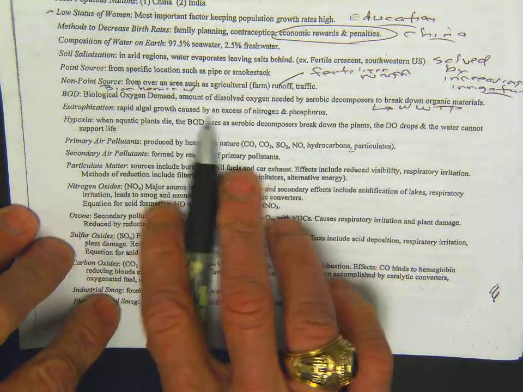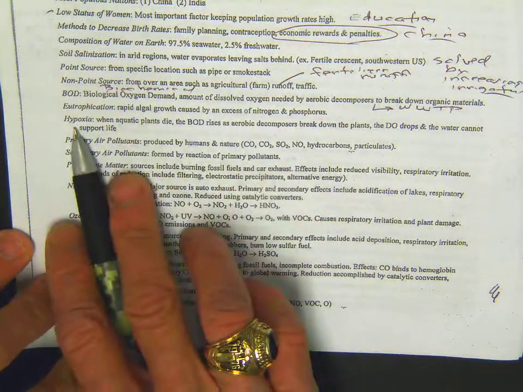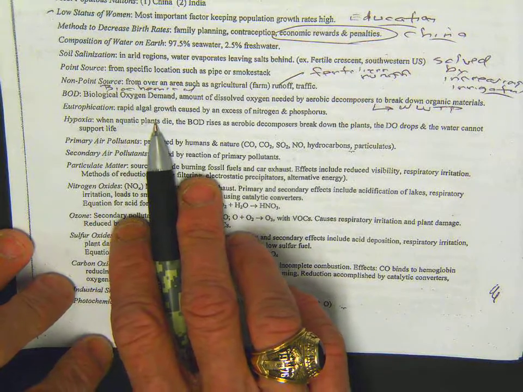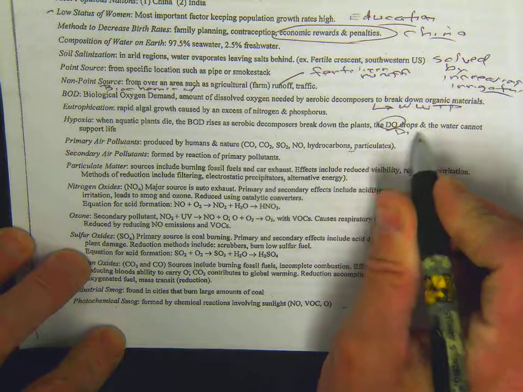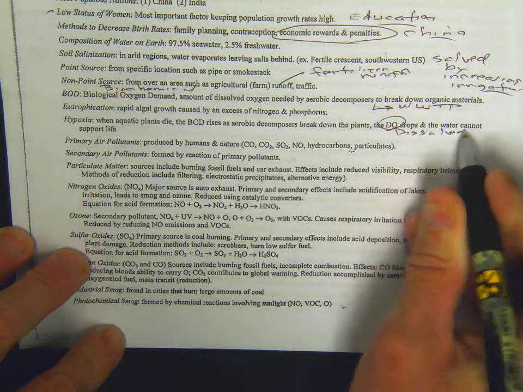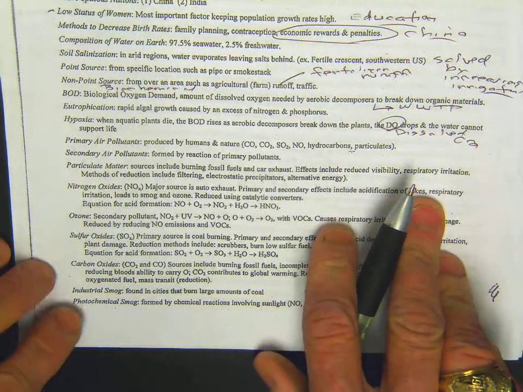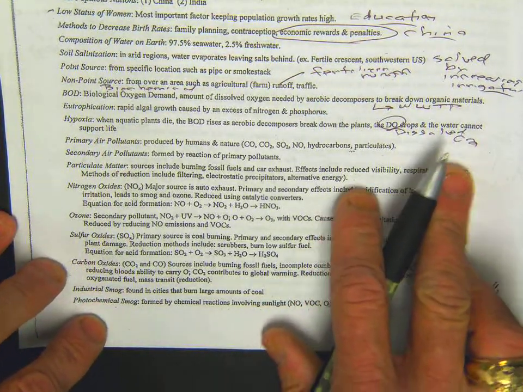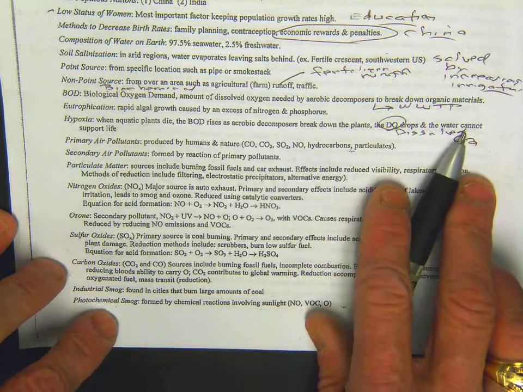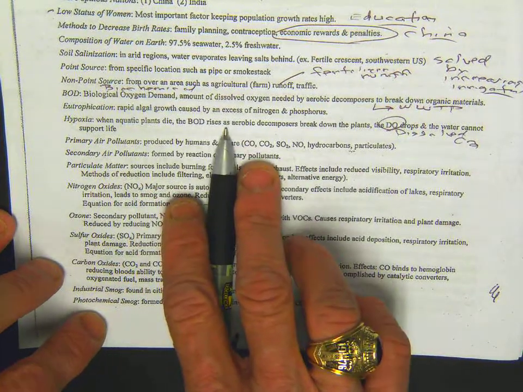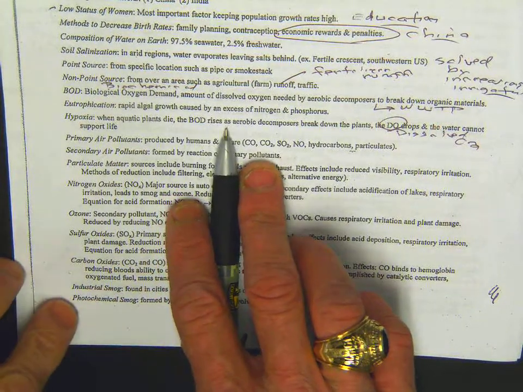Eutrophication, green algae mats caused by an excess of nitrogen and phosphorus. You should be familiar with that. Hypoxia is basically the lack of oxygen, the lack of dissolved oxygen. Fish need dissolved oxygen. Really, the whole aquatic life system needs dissolved oxygen for their sustenance, for aerobic respiration, and so forth. Without it, the water can't support life. So remember, BOD and dissolved oxygen are sort of inversely proportional.